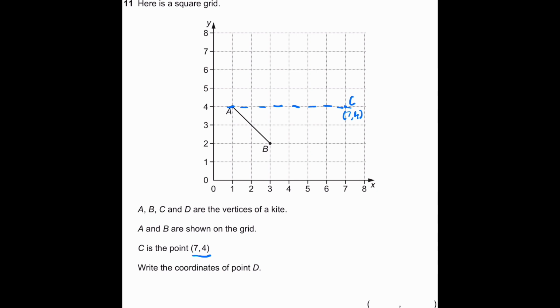Point D must be 2 squares away from the reflected line, like point B. We count 1, 2. So let's check for point D. 1, 2. This is point D on coordinates 3, 6, which is our answer.